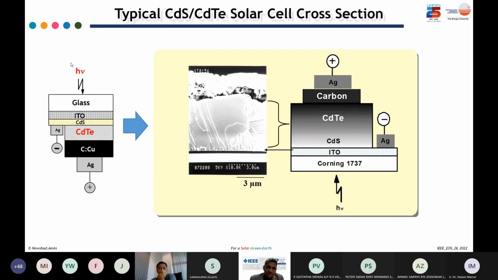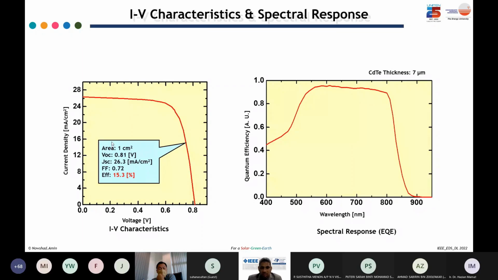as electrodes. Whenever light comes from here, we are also showing the SEM picture, the cross section of this solar cell. And whenever light penetrates the PN junction, the electrons will come through this, and holes will come to this, to the external circuitry. So this configuration has claimed around 15.3% in our facility back in the past, and this is the QE, or quantum efficiency curve, of this cadmium telluride cell, which was 7 micron thick.